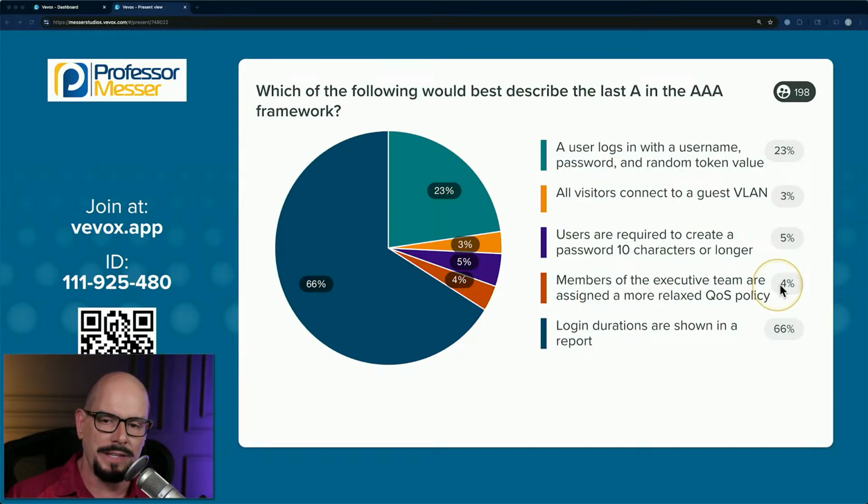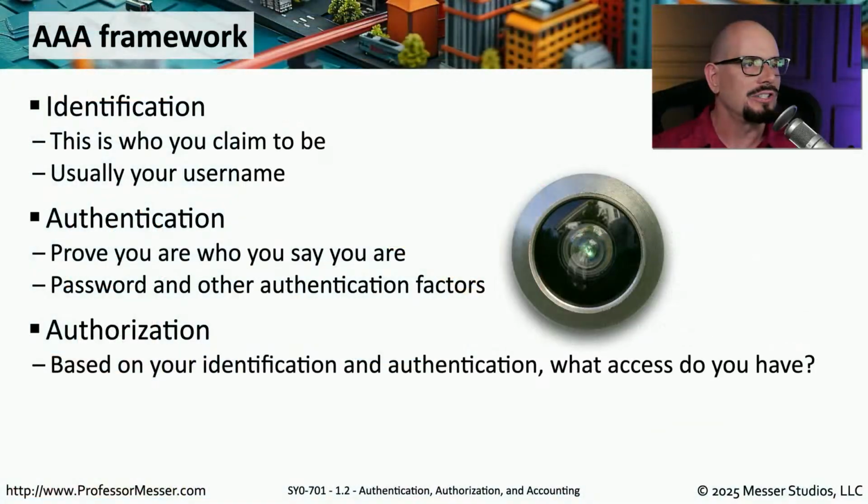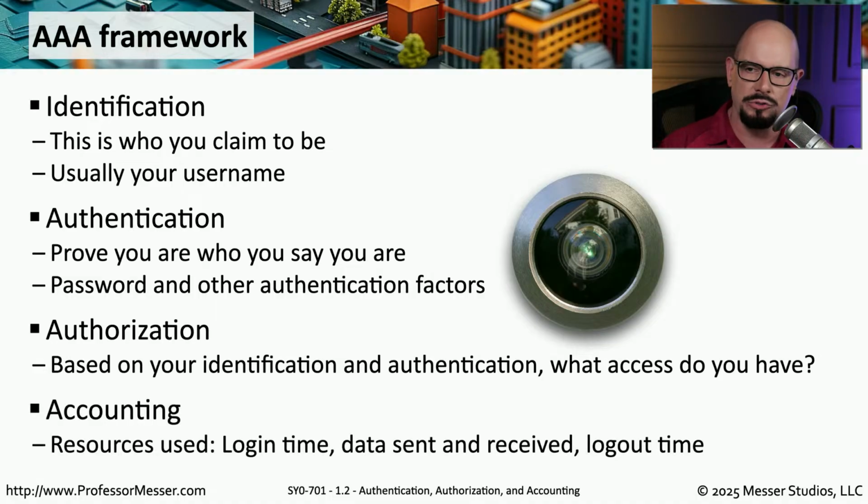We also have members of the executive team assigned a more relaxed QoS policy. I'd fit that into the authorization section as well. I think that fits very well into providing someone with a level of access once we know who they are. The last A then is the one that we asked about in this question. What would best describe the last A in the AAA framework?